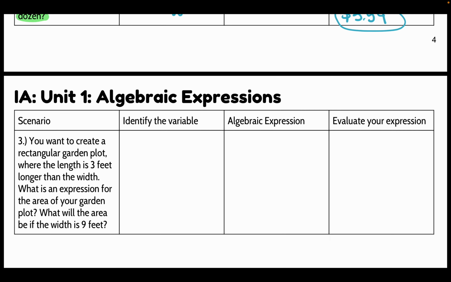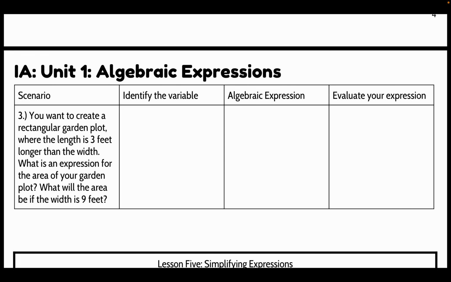Okay, flip the page. We have one more problem left. Scenario number 3. You want to create a rectangular garden plot where the length is 3 feet longer than the width. What is the expression for the area of your garden plot? What will the area be if the width is 9 feet? So we need to identify a variable. So let's think, what is our formula for area? We know that area is equal to length times width.